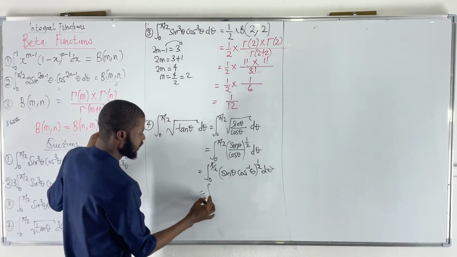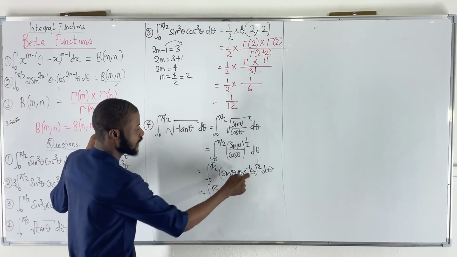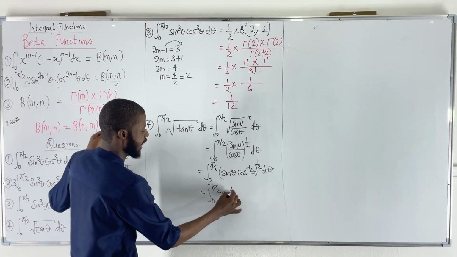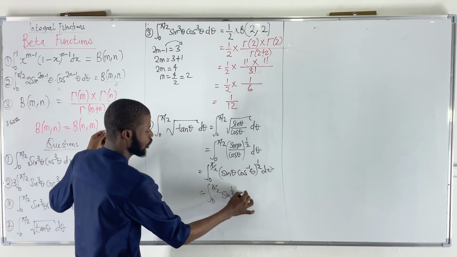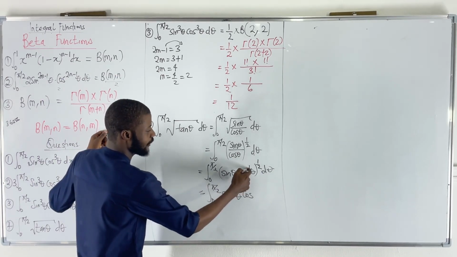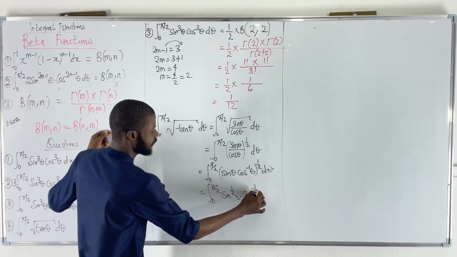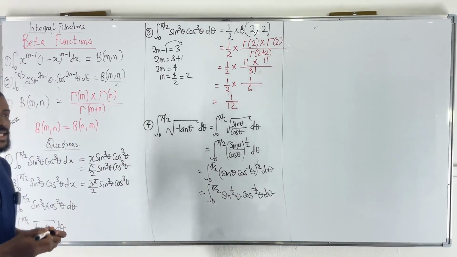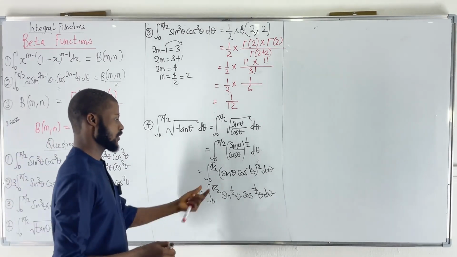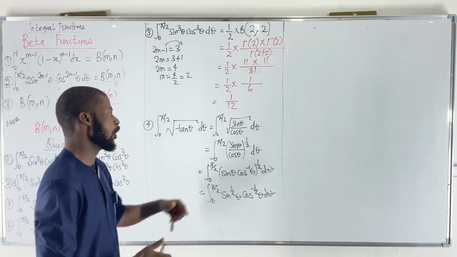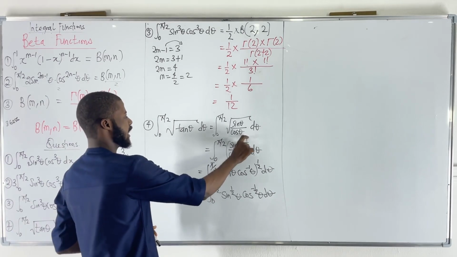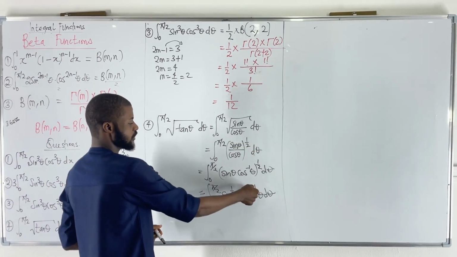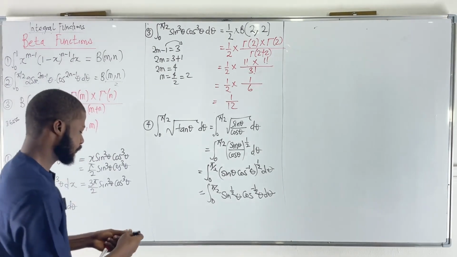So this will become the integral from 0 to pi over 2. Now let us bring in our half. So this will become sine half theta cosine minus half theta d theta. Of course, that's just what it's going to be. Or you could even say here, sine half theta cos half theta, then if the cos half comes on top, it's going to have a negative power.